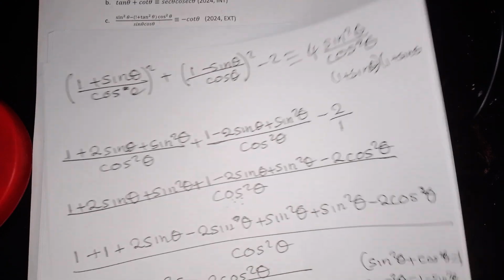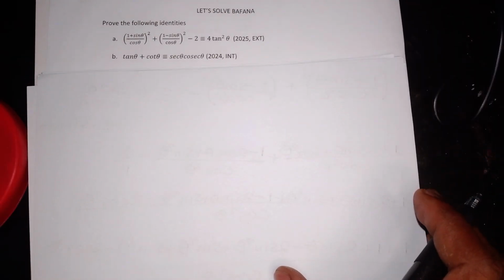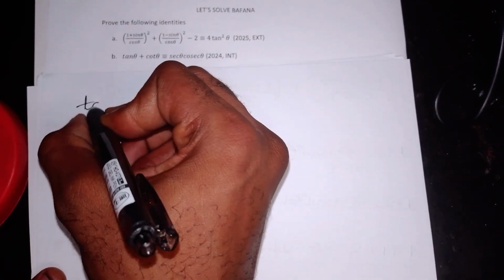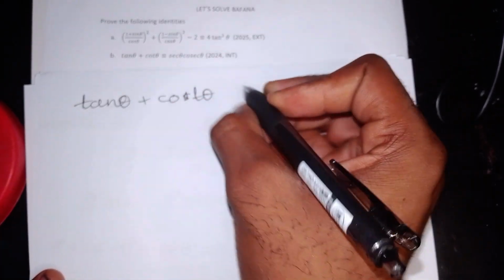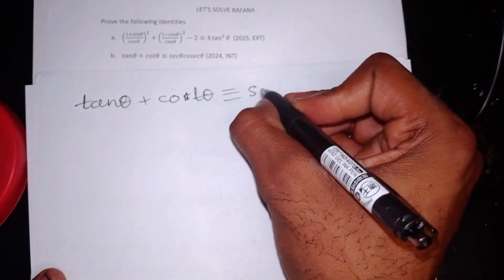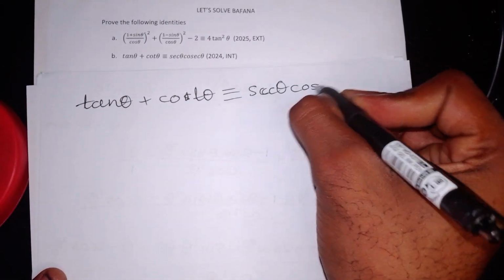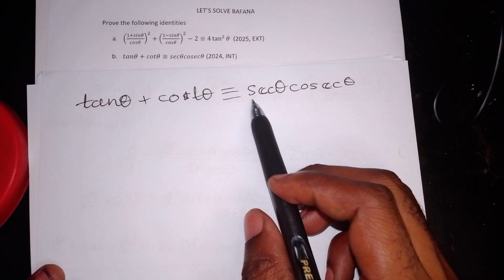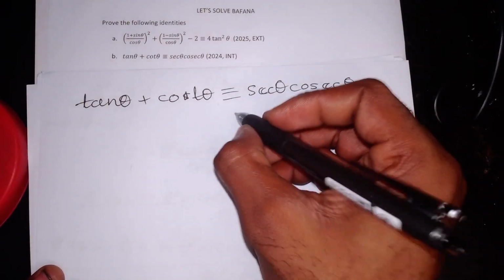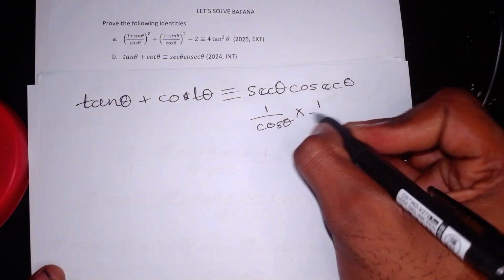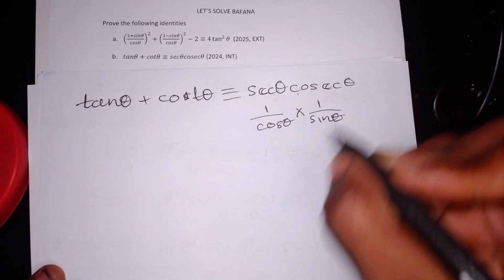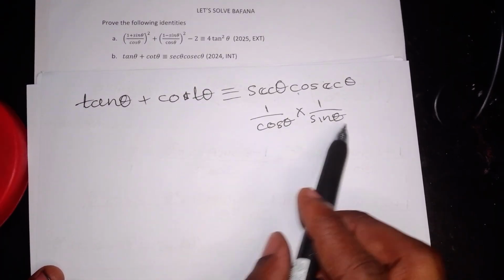And then the next one, this is 2024 internal. I think this was easy. So we have tan theta plus cot theta, and this is equivalent to sec theta cosec theta. Now you have to bear in mind that this is simply 1 over cos theta being multiplied by 1 over sine theta. So whatever you do, just aim for this.